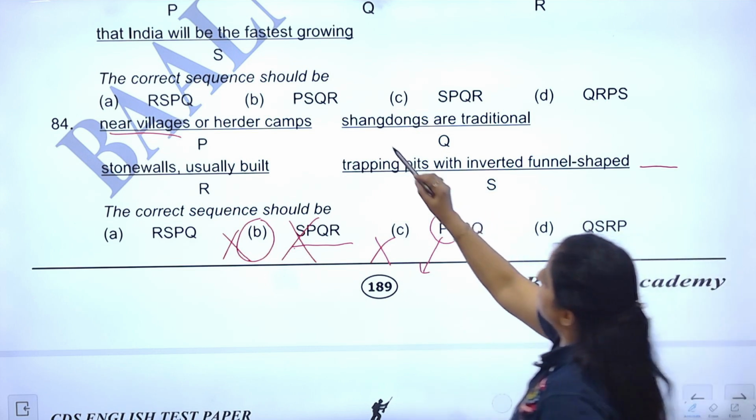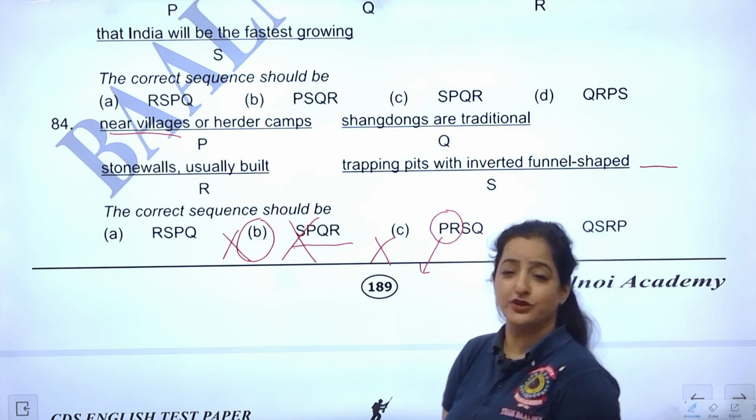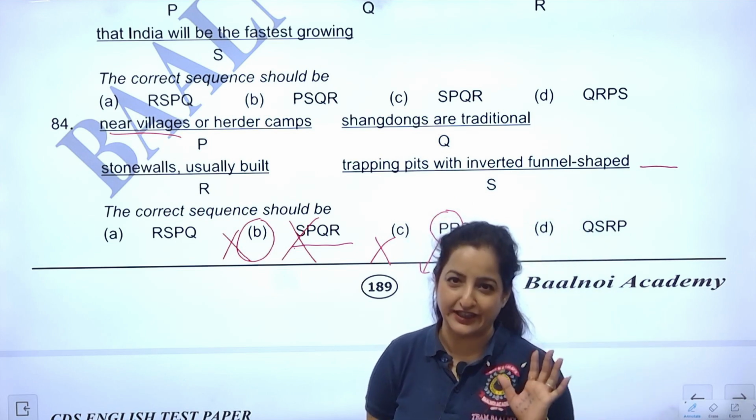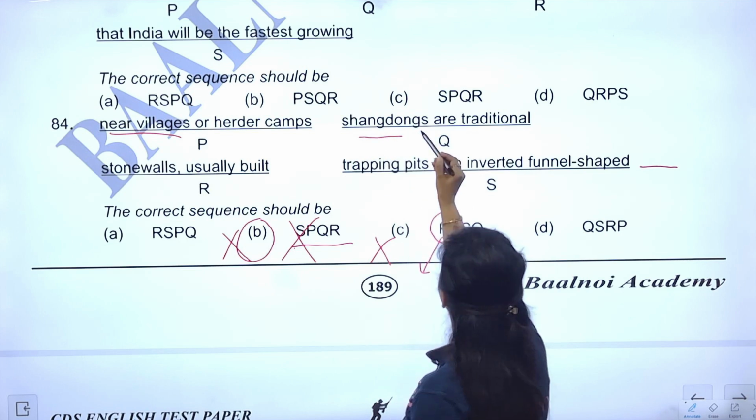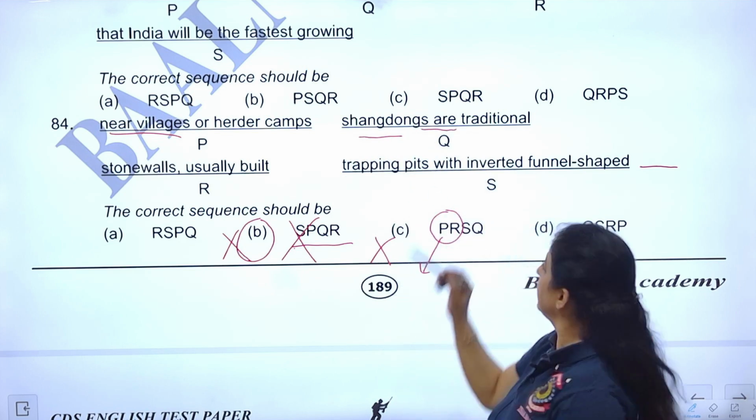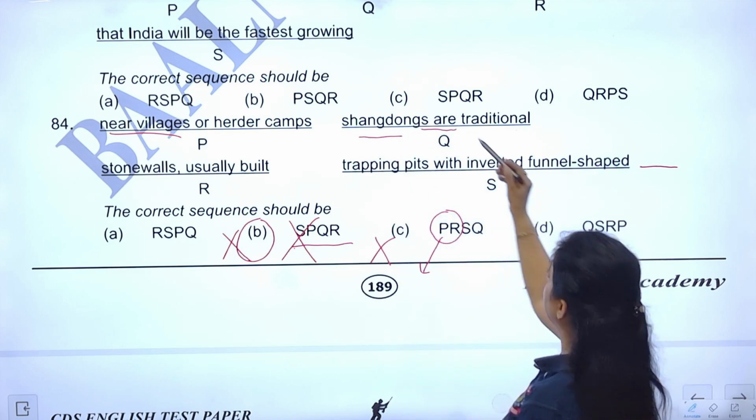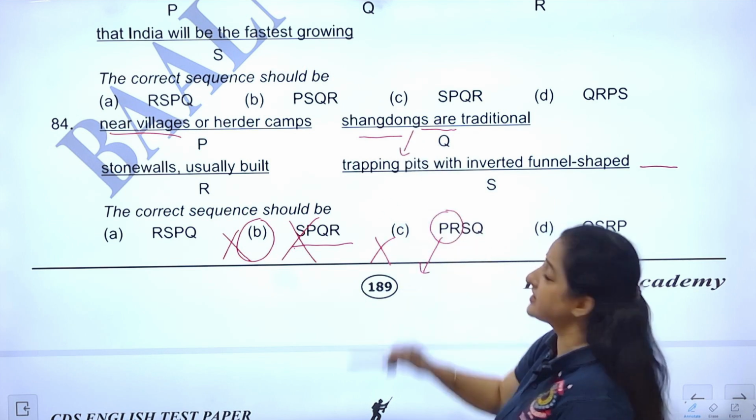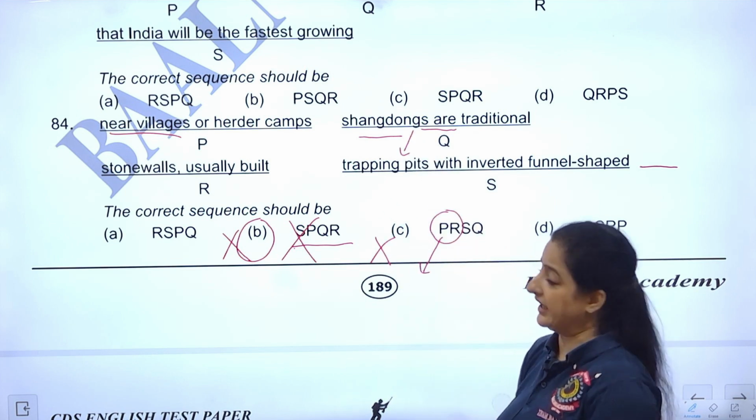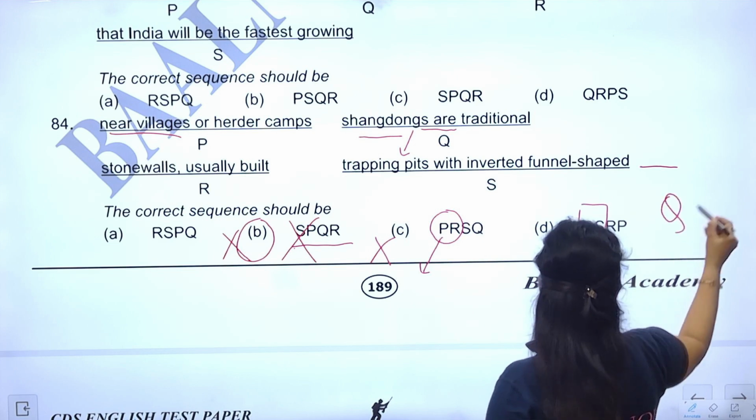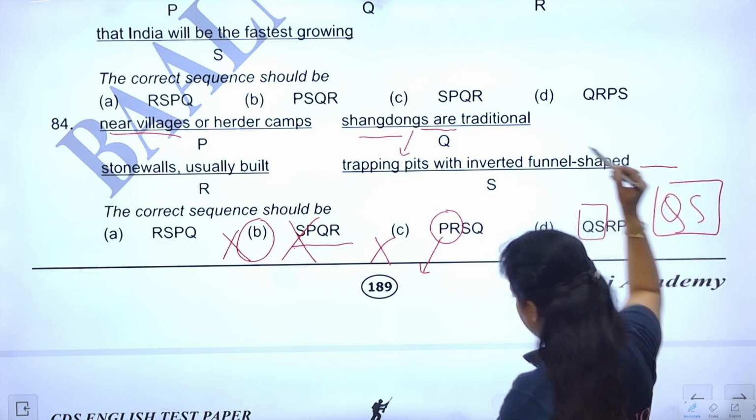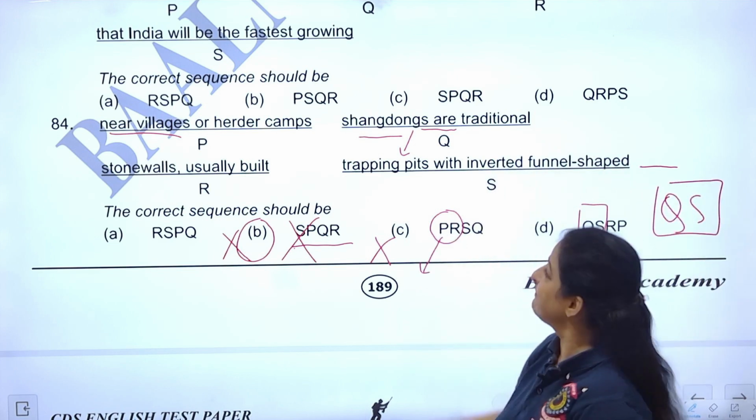Okay. Shandongs. This looks like our subject, right? Shandongs are, this is a subject, there is a verb. They are what? They are traditional trapping pits. This is the definition of Shandongs. So Q and S is a wonderful mandatory pair. It really makes sense, it is the definition.